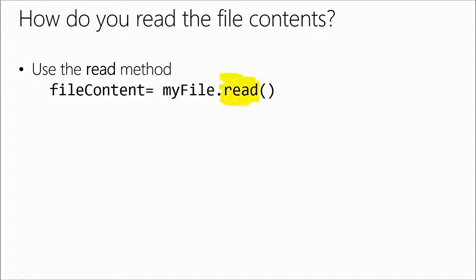What this will actually do is return the entire file contents into one great big string. So when I call the read method, it returns the entire content of the file, every single line you've got in there, everything inside, and dumps it all into one big string. Okay. So file content is going to contain all of the file.